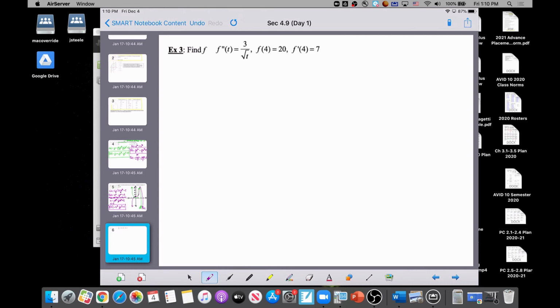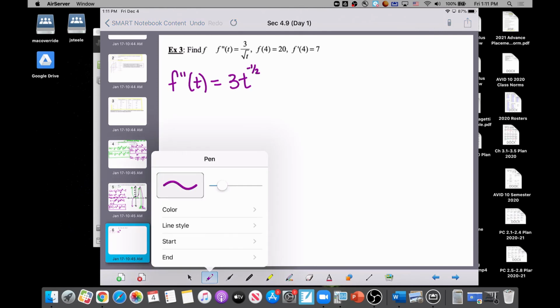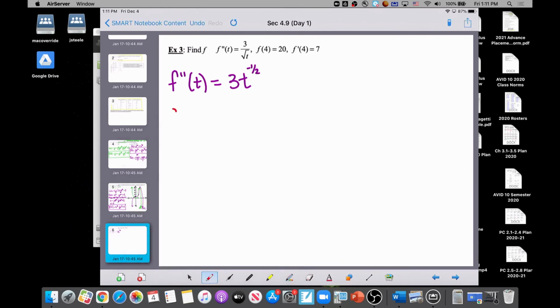Okay, so let's start by writing our given function as a variable with an exponent in the numerator instead of as a radical in the denominator. So f prime prime of t, I'm going to rewrite as 3t to the negative 1/2 power. All right, so then my first antiderivative would be f prime of t, right, going backwards 1. And so I'm going to do the same thing. I'm going to add 1 to my exponent. So adding 1 to negative 1/2 is going to make this t to the positive 1/2.